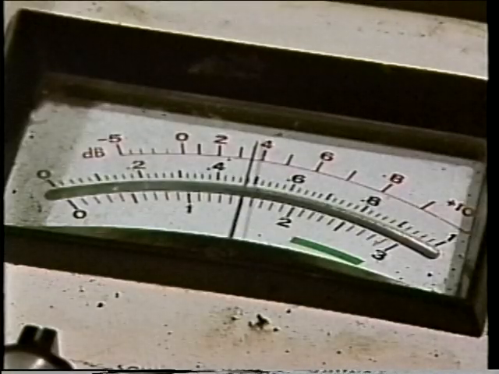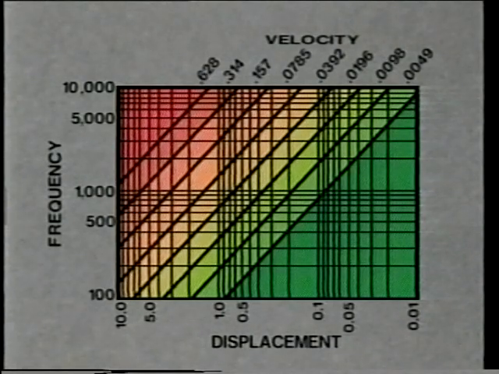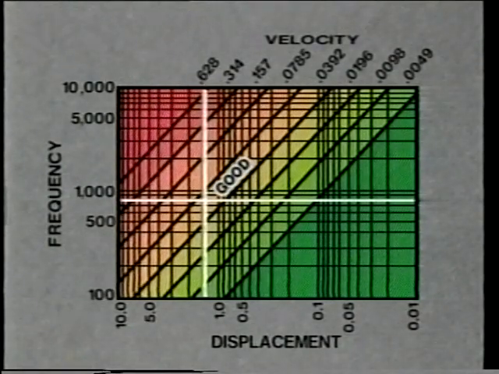For example, the meter being used here indicates a displacement of 1.5 mils at 800 cycles per minute. When the figures are plotted on the severity chart, the lines intersect at a point that falls within the good zone. So at 800 cycles per minute, the vibration is not very severe.